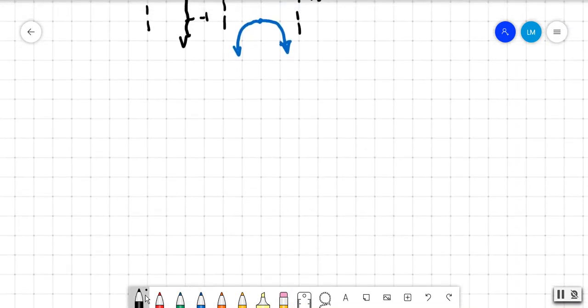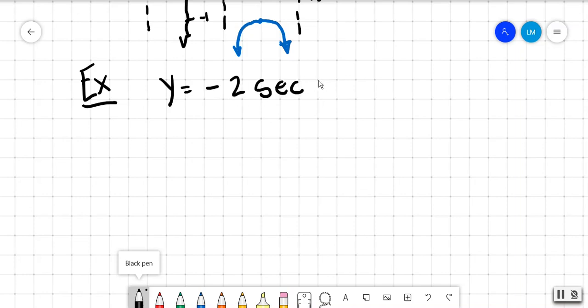Now, let's look at, for example, how we can graph one of them. So, let's say that we have y equals negative 2 secant of, let's say that we have pi x.